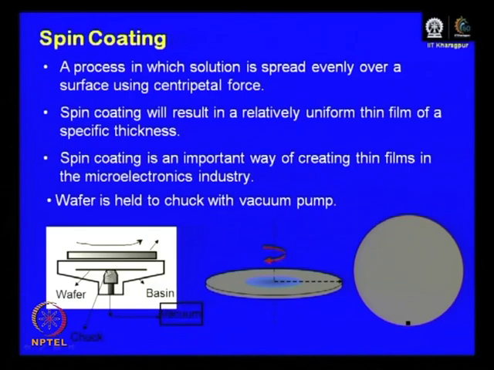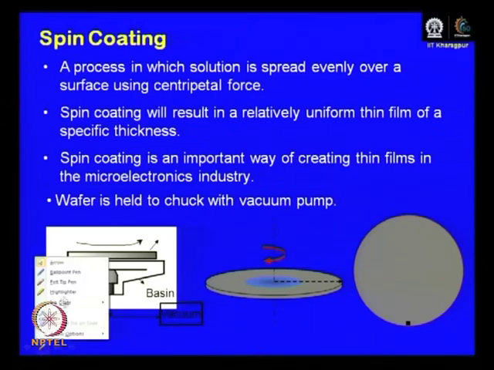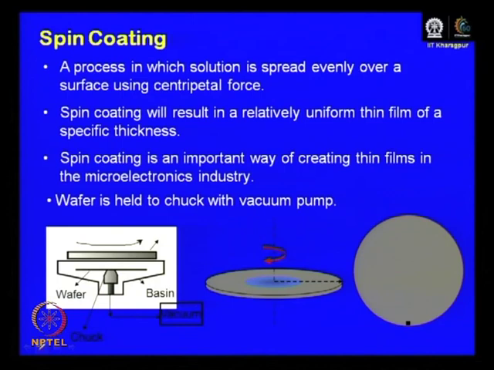This is called the basin, the area of the spin coater where all the operation takes place. So, this is the chuck, and this chuck is connected to a vacuum line. When you place the wafer here and turn on the vacuum, because of the suction triggered through the opening, the wafer sticks to, or adheres to, the chuck even during rotation.